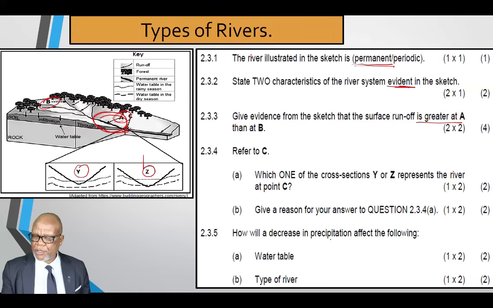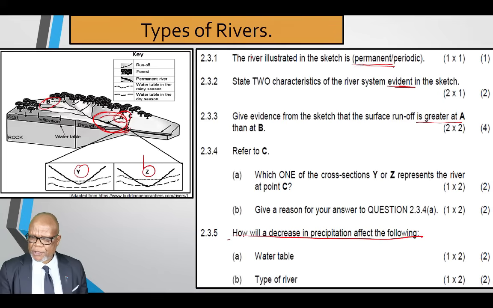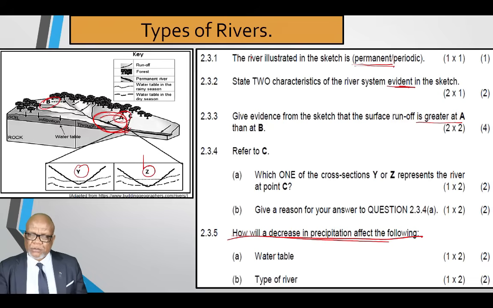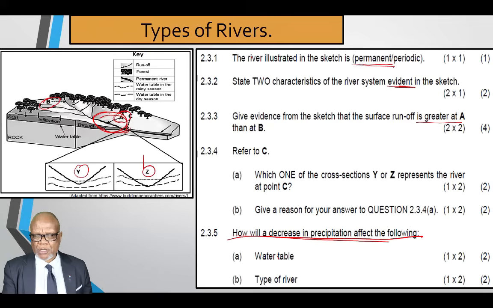How will a decrease in precipitation affect the following water table? Now, this question can come in a number of ways. In this question, it says, how will decrease in precipitation affect the following? Number one, water table. If there is a decrease in precipitation, the water table will be lower. And how will that affect the type of river? The type of river will change from being permanent to being periodic.